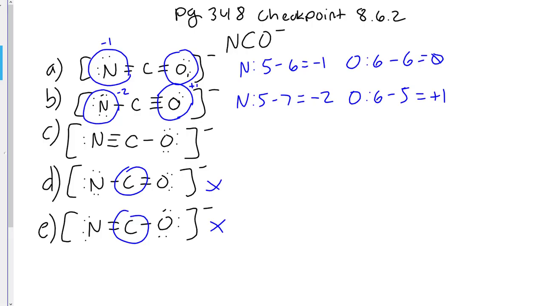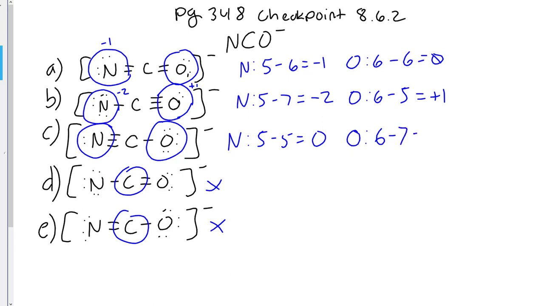All right, let's try this very last one here. This nitrogen has how many associated electrons? 5. So what's its formal charge? 0. Well, oxygen has how many associated electrons? 7. So it has a formal charge of what?